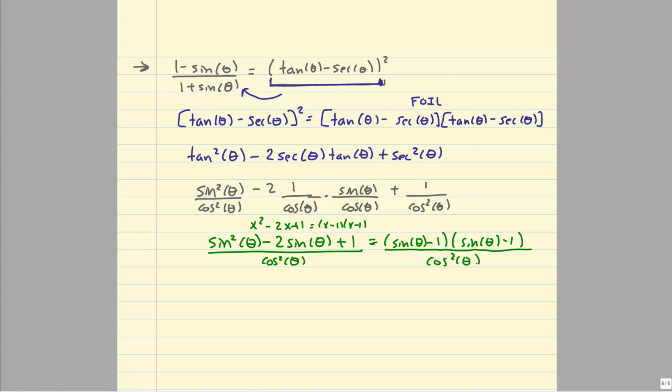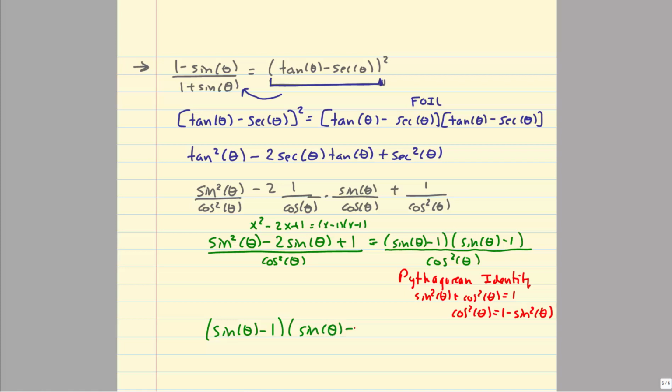Now this cosine squared theta, what is happening here is I should be able to rewrite this in terms of sine using a Pythagorean identity. So the Pythagorean identity that I want to use here is sine squared plus cosine squared equals 1. Well, if I solve this for cosine squared, I get 1 minus sine squared. Okay, so the numerator is sine theta minus 1 times sine theta minus 1, and then this denominator will be 1 minus sine squared theta.